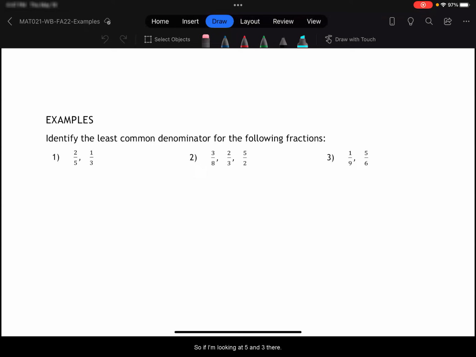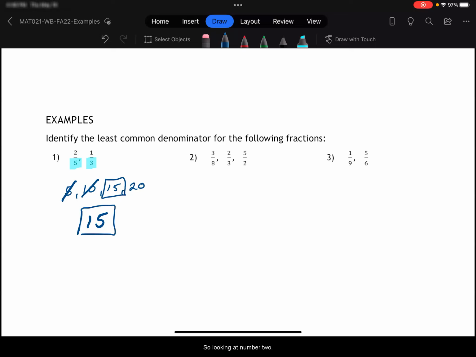So if I'm looking at 5 and 3 there, we need to figure out what number they will go into. Okay, so it cannot be smaller than these numbers. It must be bigger. So 5 and 3, if I look at my multiples of 5, so we have 5, you'd have 10, 15, 20. Kind of look at those multiples and see which ones 3 would go into. 3 doesn't go into 5. 3 doesn't go into 10. 3 goes into 15. That's the smallest one it goes into. So 15 would be our LCD. And that's kind of a quicker way for some of you maybe to find that LCD.